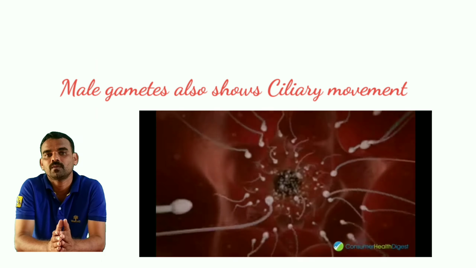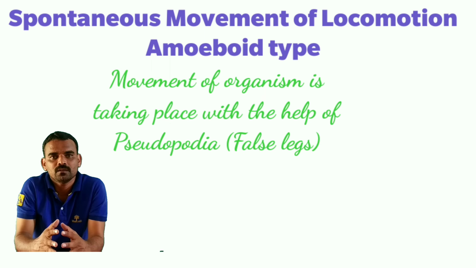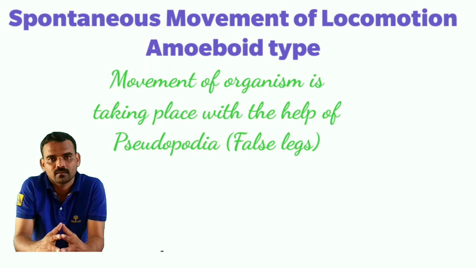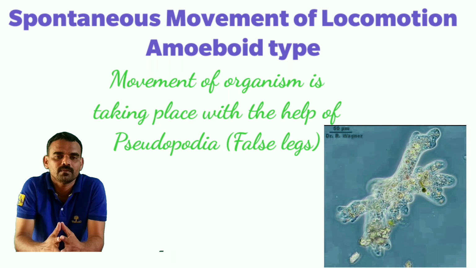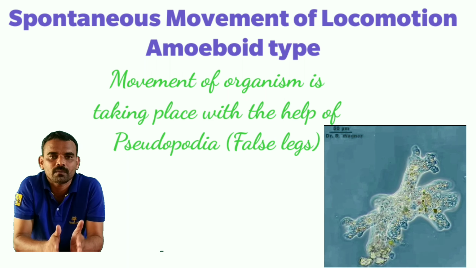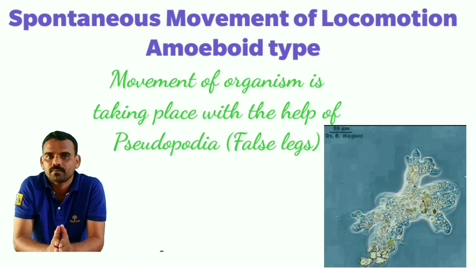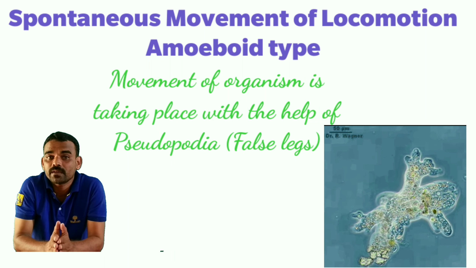The next type is the amoeboid type. Such locomotion is generally found in the Myxomycetes members, where the plant body is Plasmodium type. Generally, they produce false legs for movement, just like in amoeba, which are known as pseudopodia. With the help of such pseudopodia, they move from one place to another. Such locomotion is known as amoeboid type, because it is very common in amoeba.